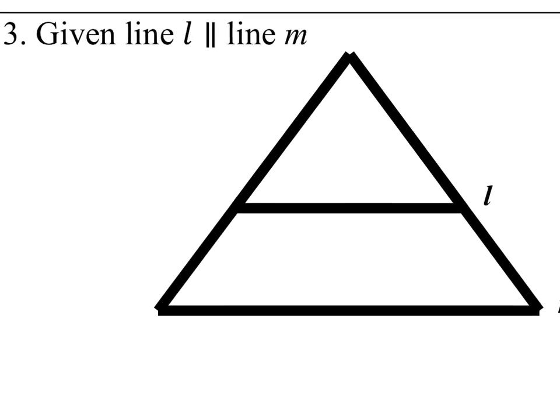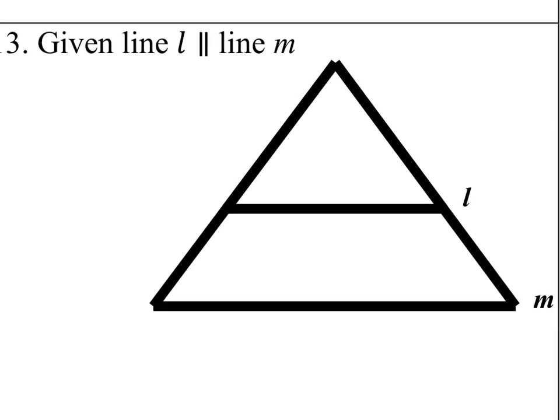Alright, now again, we were given some crucial information here at the beginning. Line L and line M are parallel. So we know that corresponding angles are going to be congruent. Same with alternate exterior angles and alternate interior angles. Vertical angles are always congruent, and straight angles add up to 180.